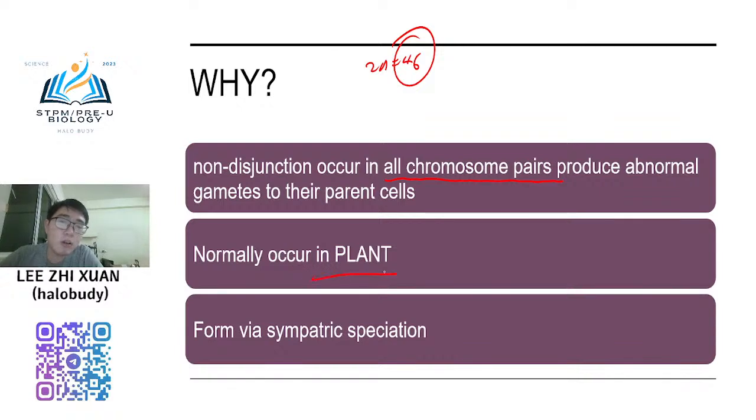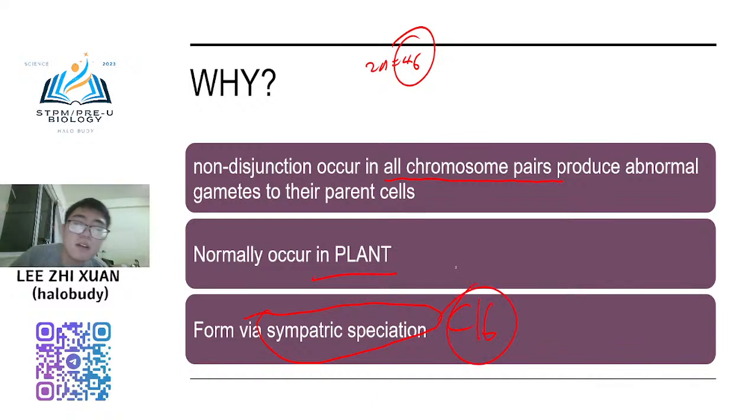And then so normally occur in plants. Okay, and then this one also will form sympatric speciation. So what is this? Please go back to the third chapter, right? Chapter 16.